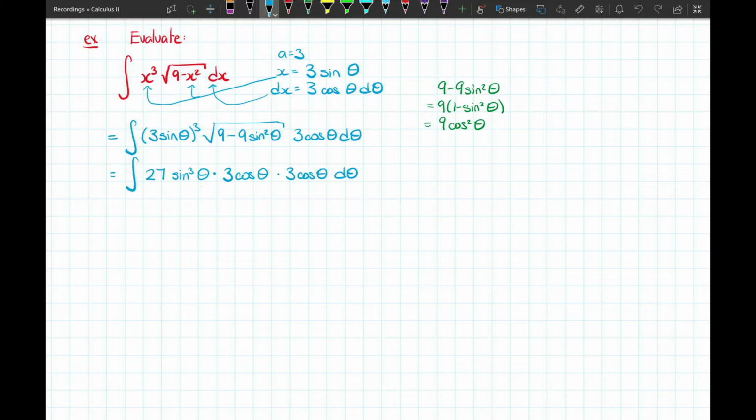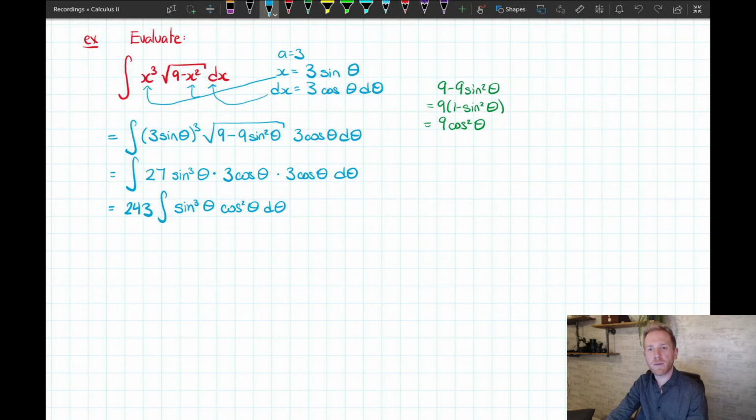And that gets rid of our root, and we can start combining powers of sine and cosine functions together. We've got 27 times 3 times 3. Well, that's actually 3 to the power of 5, 243. Sine cubed theta, cosine squared theta, d theta. Now, it's at this point that the whole purpose of trigonometric substitution is complete. We've gotten rid of the root.